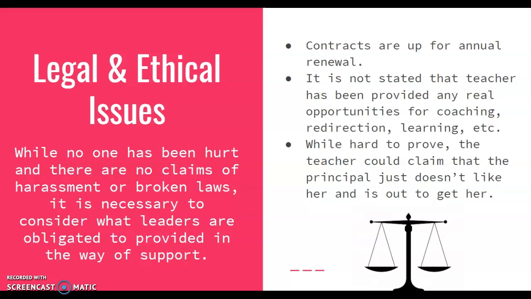You don't want to leave a problem where it might be, but you also can't assume that there's a problem there if it hasn't had any chance for reproach or changes in behavior. And I think that's what we're really missing here. And the teacher could claim that the principal is out to get her or just doesn't like her. And that's a real thing that happens. And I think that happens when we have a lack of trust.